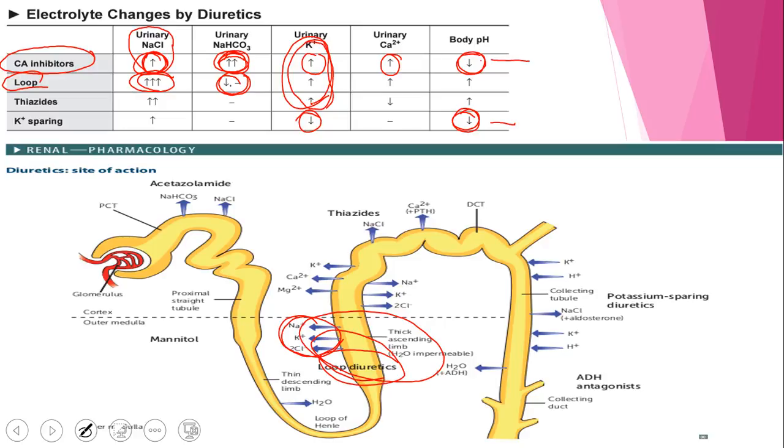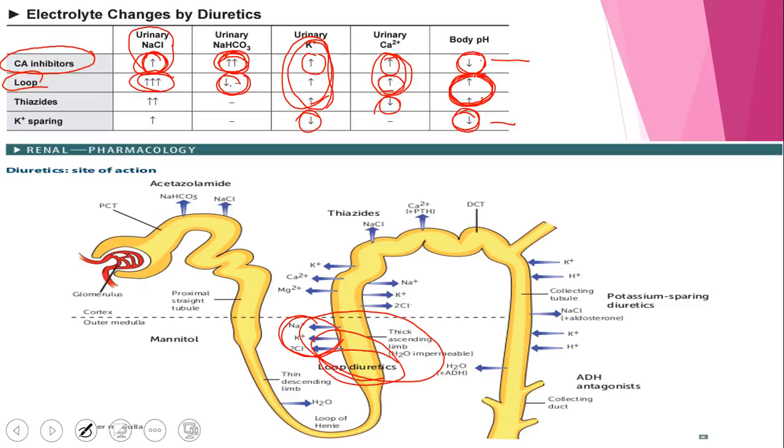Loop diuretics also increase your calcium. So the two that are going to increase calcium are your carbonic anhydrase inhibitors and your loop diuretics, whereas your thiazides are going to have you get rid of your calcium. Loop diuretics are going to increase your body's pH, making your blood more alkaline. Remember these two, we talked about that earlier, metabolic alkalosis. That's an important thing to be aware of, that both the loop diuretics and thiazides increase your alkalinity, or your body pH.